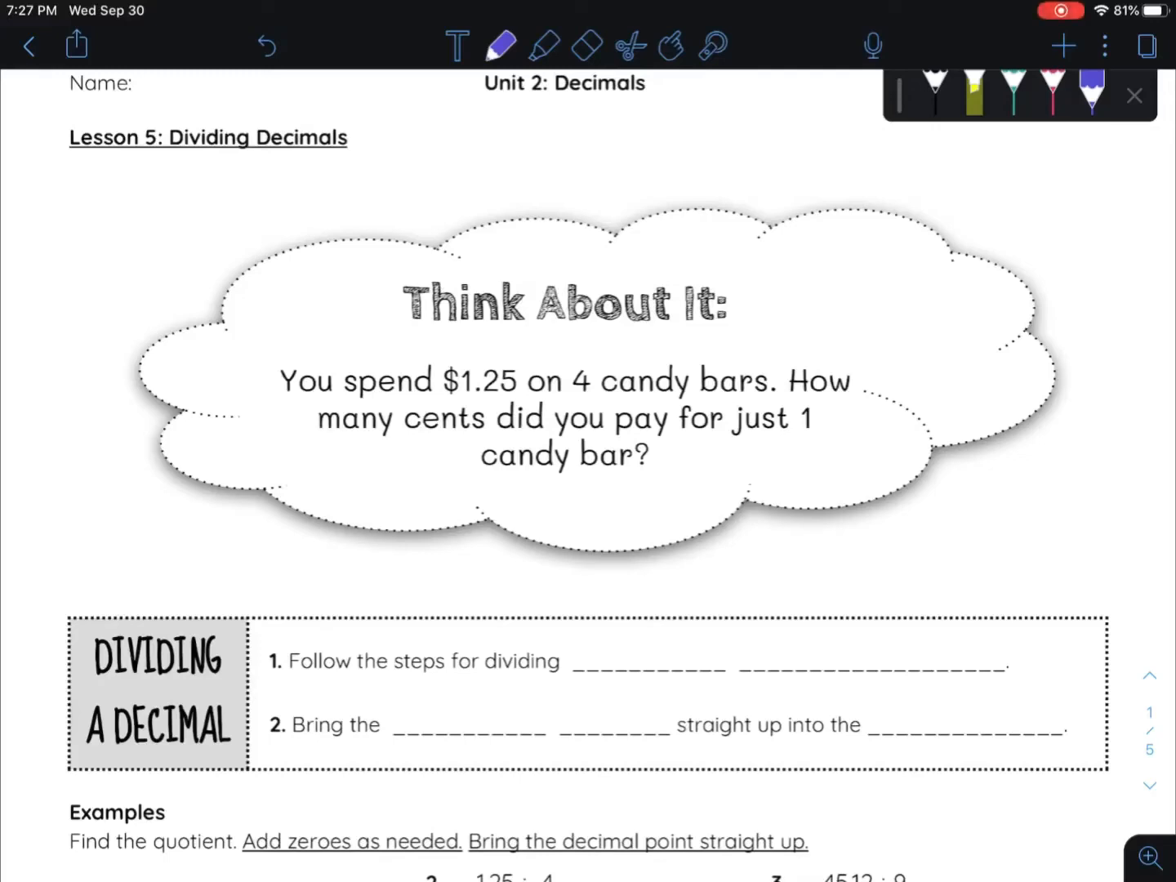For lesson 5, we'll be talking about dividing decimals. So this means that the dividend and/or the divisor are a decimal number. So let's think about what this means.